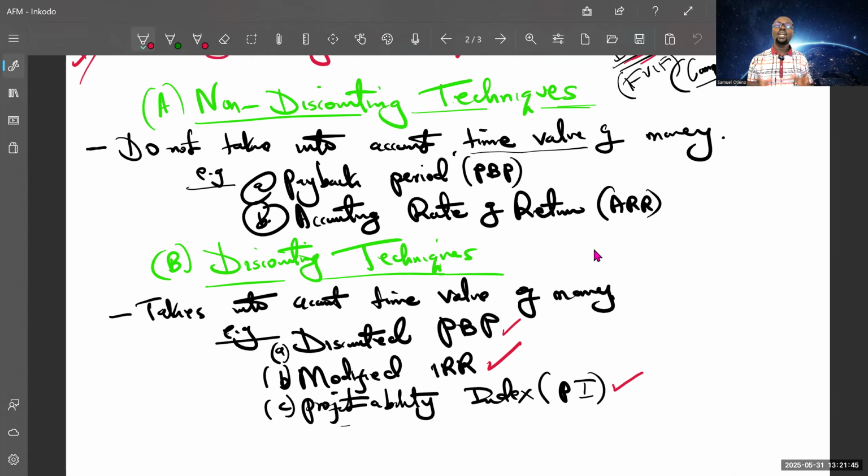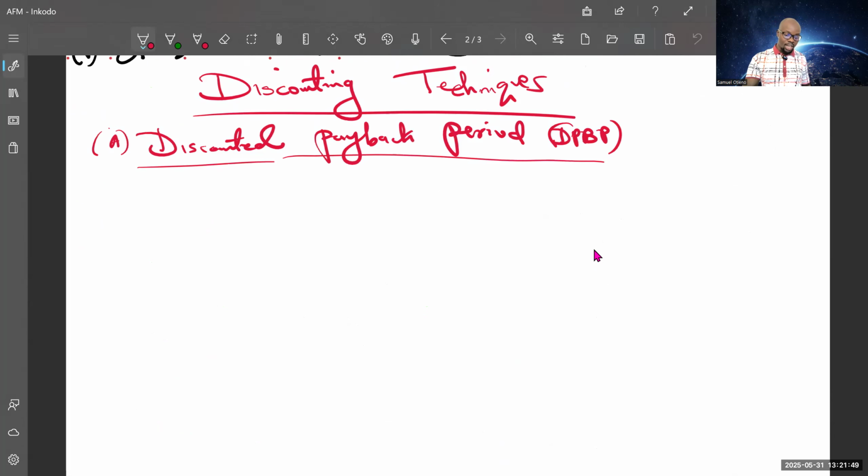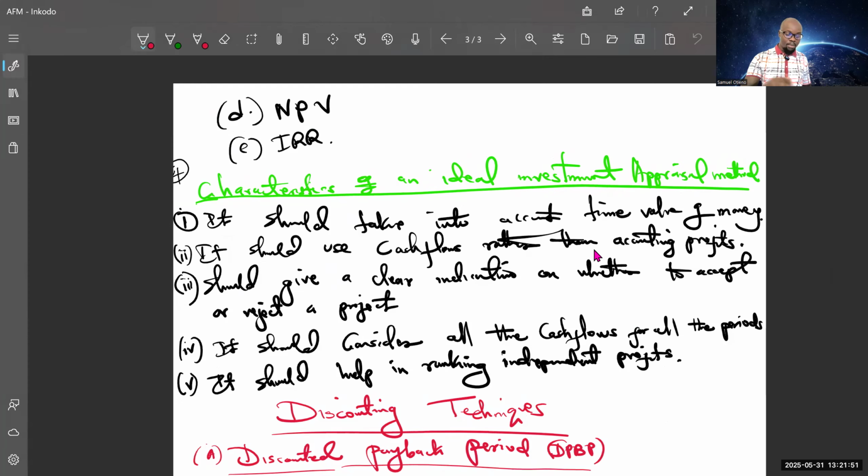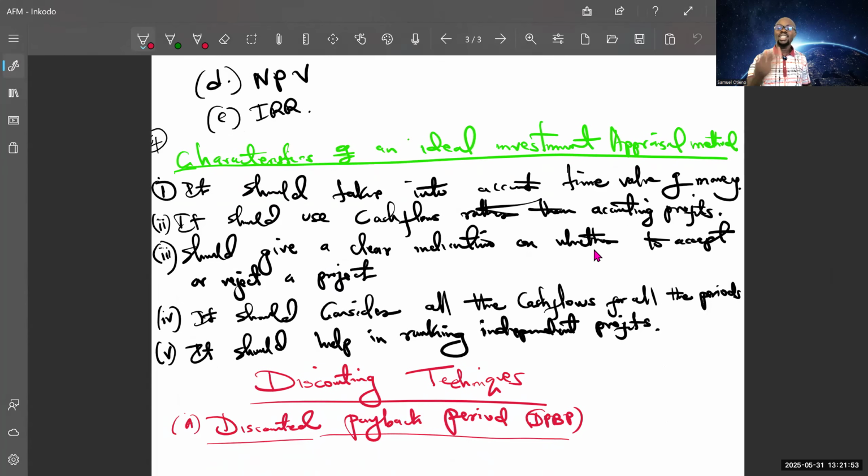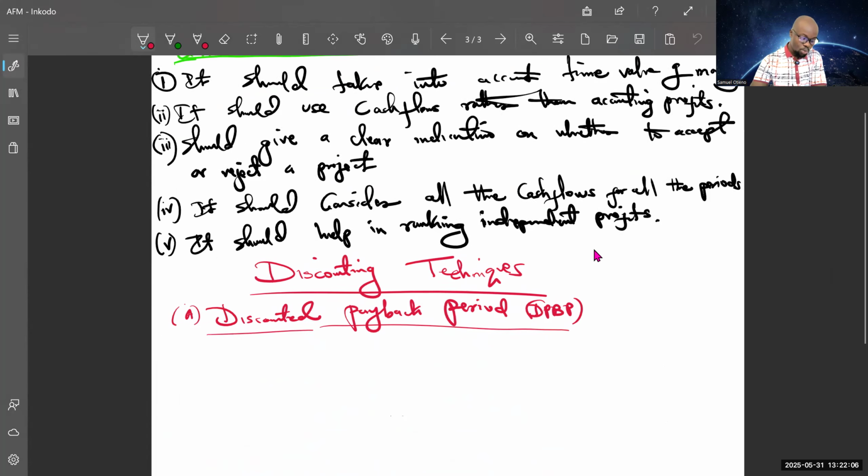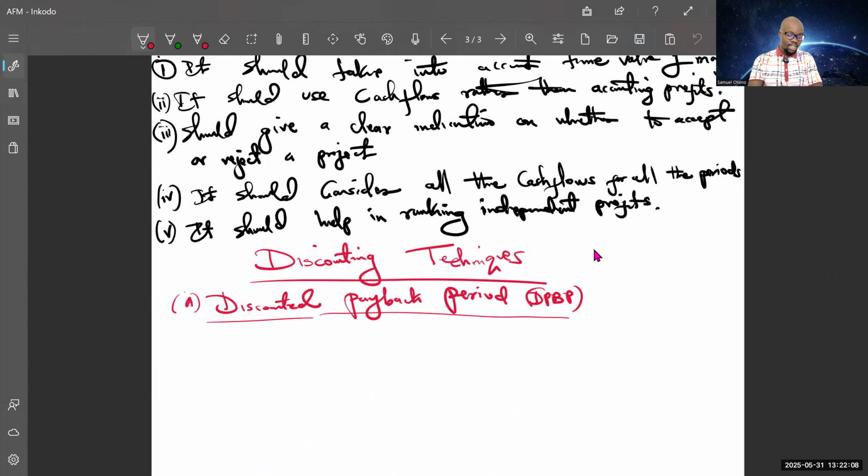Now we want to look at the practical application of these concepts, and that's what we are here to do today. And today we are going straight ahead. I'm not going to repeat the characteristics of an ideal investment appraisal method because we discussed them in detail. What do you consider before you choose a method that you want to use to appraise or to review a project? So we will go straight ahead and look at these discounting techniques.